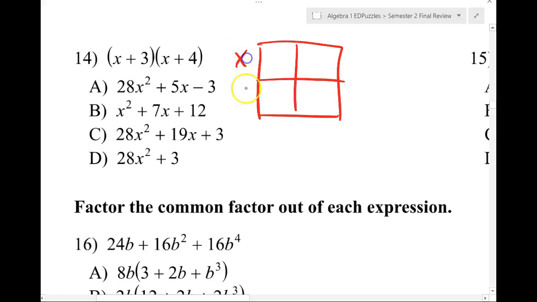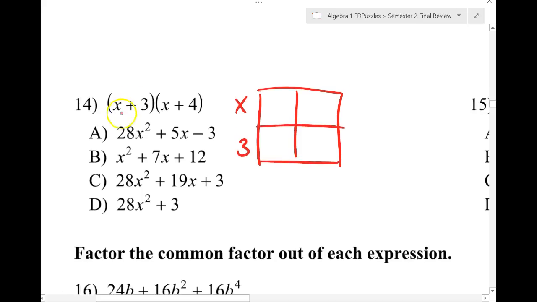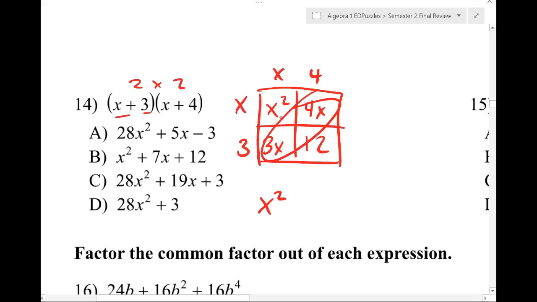Okay, so now I have (x+3)(x+4), because again I have 2 terms here and 2 terms here, so I do a 2 by 2 box. So x times x is x squared, x times 3 is 3x, 4 times x is 4x, and then 3 times 4 is 12. Okay, and then I write out x squared, add the two terms on the diagonal, which happen to be x and x, so they're like terms, 3 plus 4, 7, and then write the last term 12. And we know right away it's B.